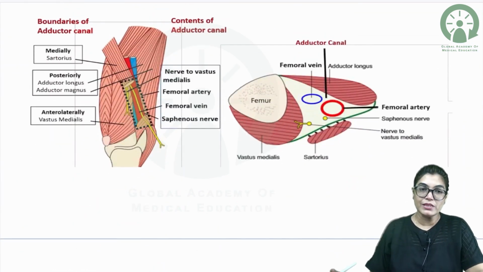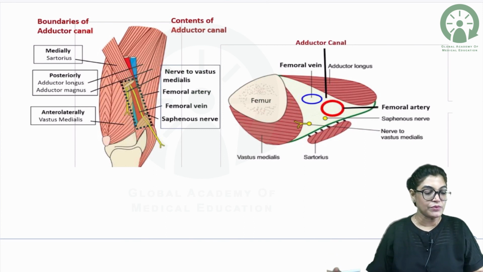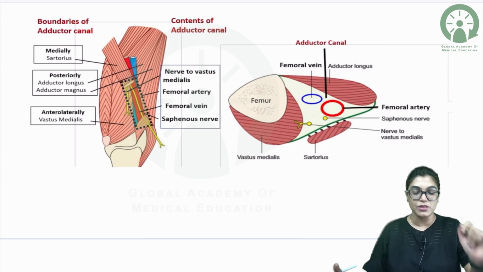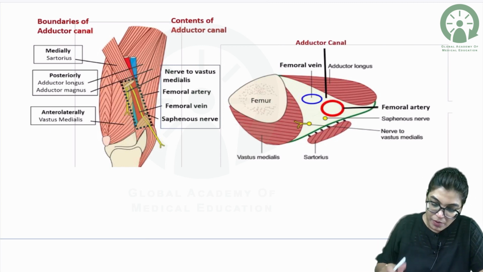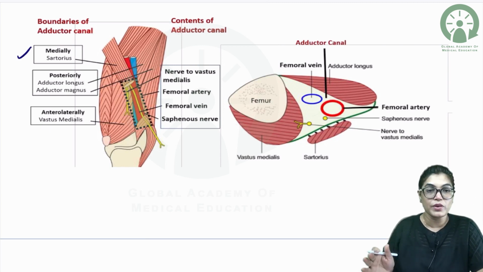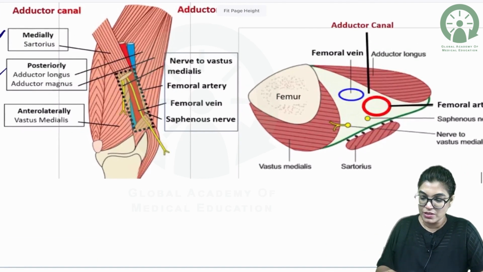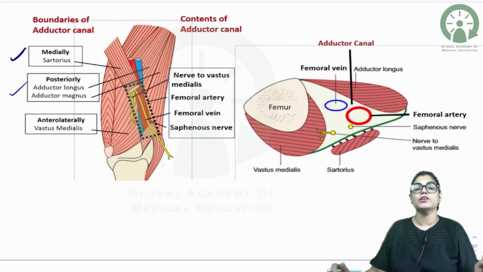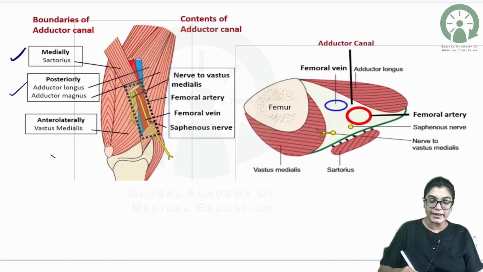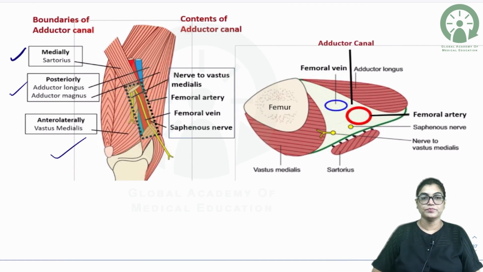Now, let's see the boundaries of adductor canal. There is an anterior view and also a transverse section which will help you understand the boundaries of adductor canal. Medially it is bounded by sartorius muscle, posteriorly by adductor longus and adductor magnus, and anterolaterally by vastus medialis.